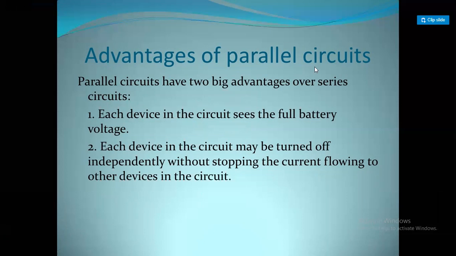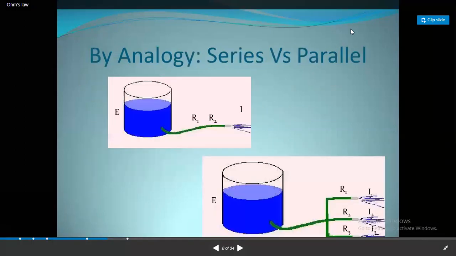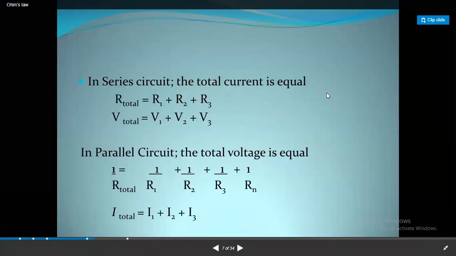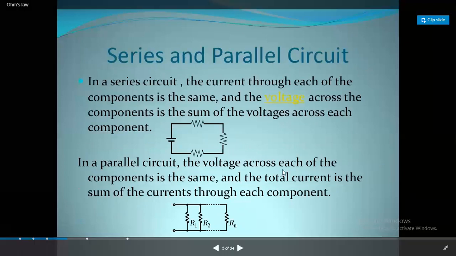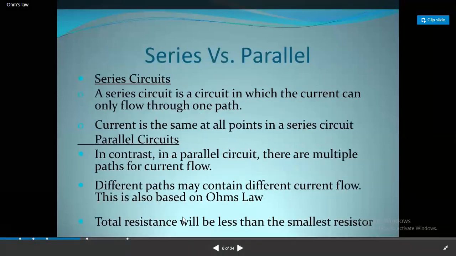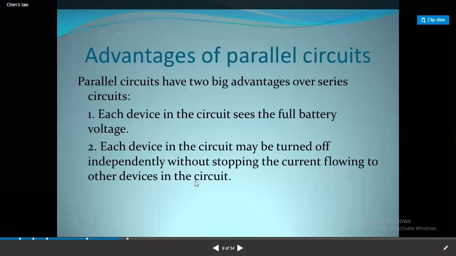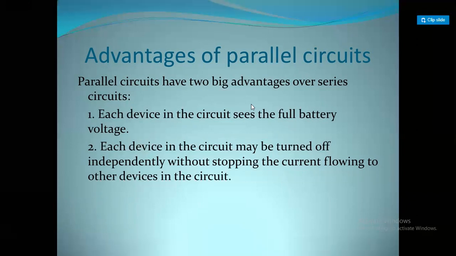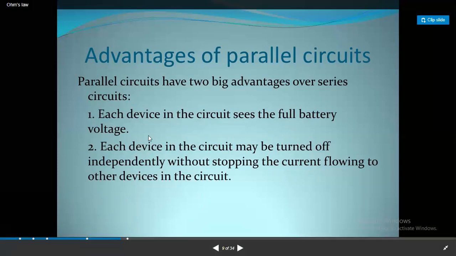Parallel circuits have two big advantages over the series circuit. The first one is that each device in the circuit receives the full battery voltage. As I mentioned in the previous diagram, the voltage provided over here would be the voltage throughout the circuit. Therefore, whatever amount of voltage is provided by the battery is gained by the resistors, so the voltage is fully utilized.